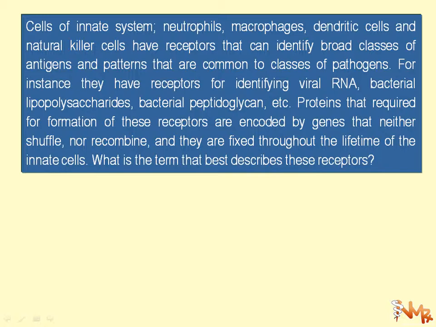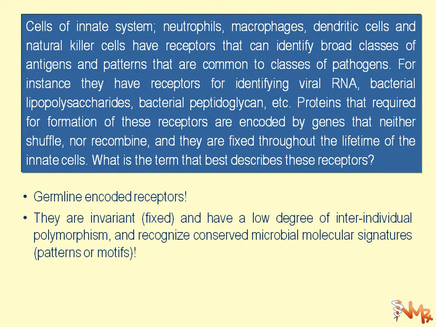I've already covered this, and as you can tell, I'm drilling you a little before I go forward. These are germline-encoded receptors. Lock in this information. These receptors, or the genes for these receptors, are invariant. They are fixed. They have a low degree of inter-individual polymorphism, and they recognize conserved microbial molecular signatures, molecular patterns, or motifs. So they just look at how the intruders into the body look.